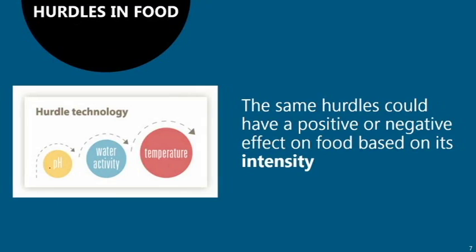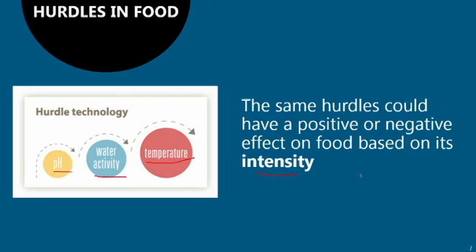See, there are three major hurdles. There are actually 60 hurdles that have been identified, but there are 4 or 5 major hurdles. The first one is pH, the second one is water activity, the third one is temperature, and there are a lot of preservative factors or hurdles in the food. So again, there are a lot of hurdles, but we usually apply 4 or 5 hurdles in a food product. And the same hurdles could have a positive or negative effect on the food based on its intensity.